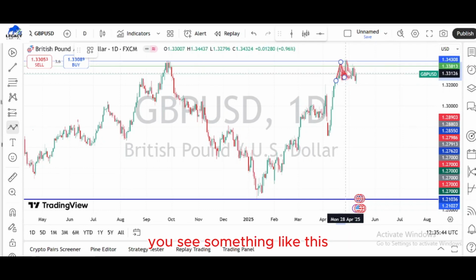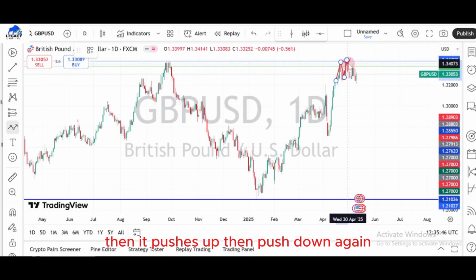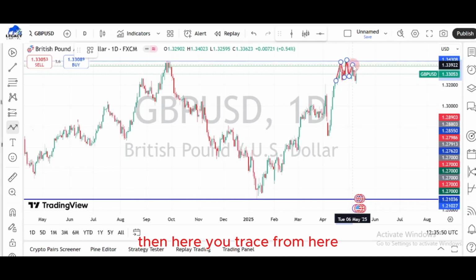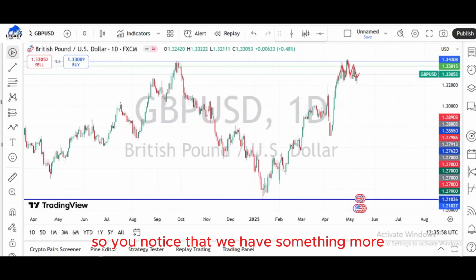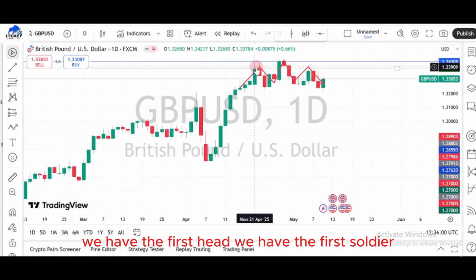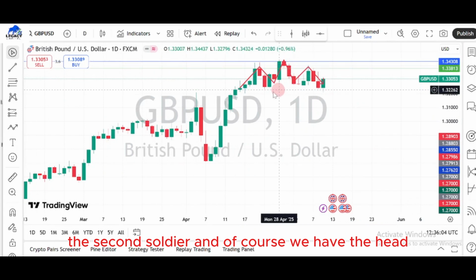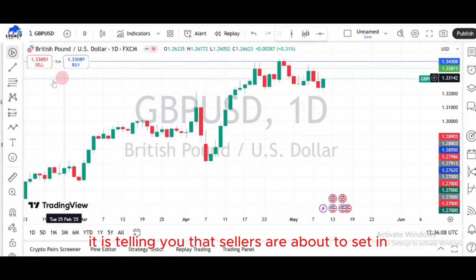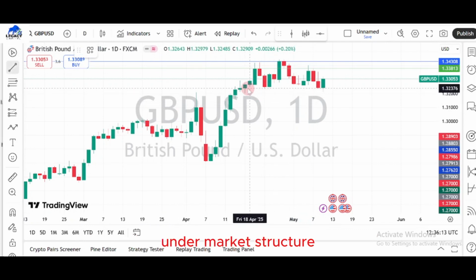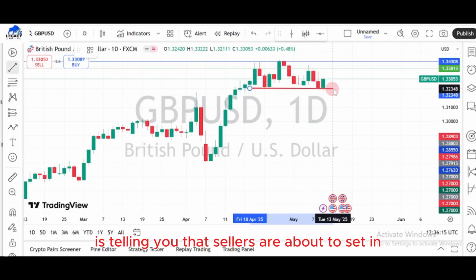You see something like this, then it pushes up, then pushes down again, then retraces from here. So you notice that we have the first shoulder, the head, and the second shoulder. And obviously whenever you see this in trading, it is telling you that sellers are about to set in under market structure.